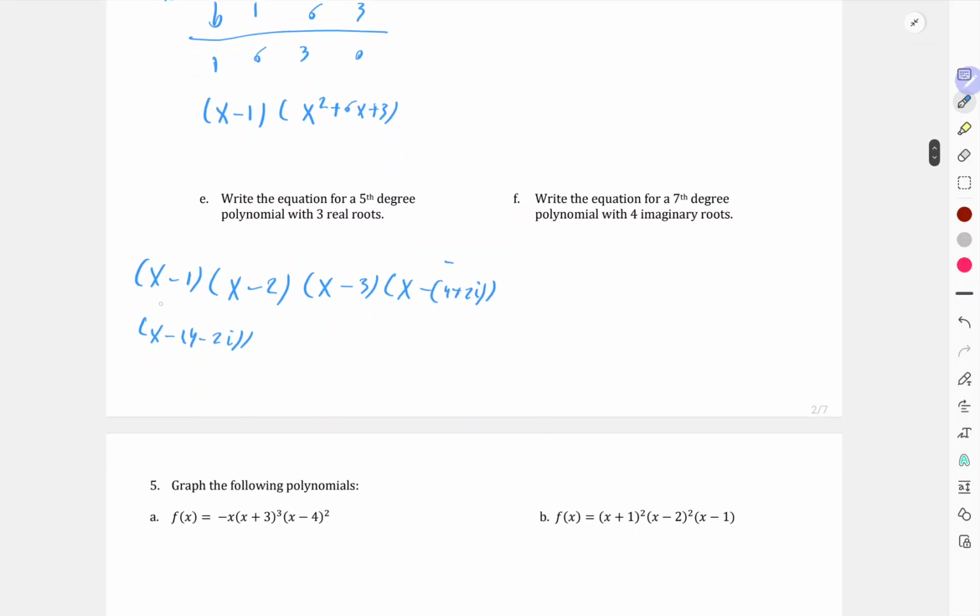So I actually thought of this one, which is x minus 1 times x minus 2 times x minus 3. And then the conjugate pair, x minus 4 plus 2i and x minus 4 minus 2i, and that just turns into a minus conjugate. And that's how you find an equation of the 5th degree with 3 real roots. Because in reality, it's just 3 roots.